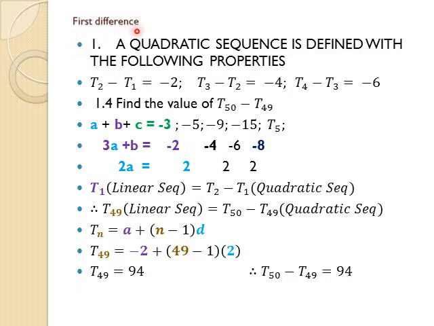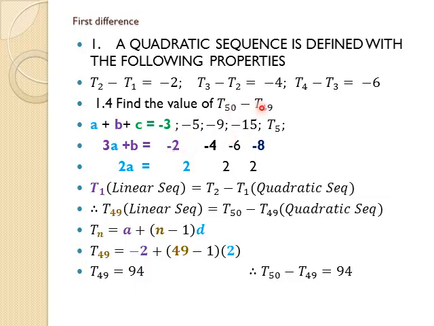Again, same quadratic, same question, but now the fourth question says, find the value of term 50 minus term 49. That is what we have from the previous example. What you need to understand and know is very important. Term 1 of the first difference, or linear sequence, equals term 2 minus term 1 of the quadratic sequence. So you see term 2 minus term 1 gives me term 1 of the linear sequence.